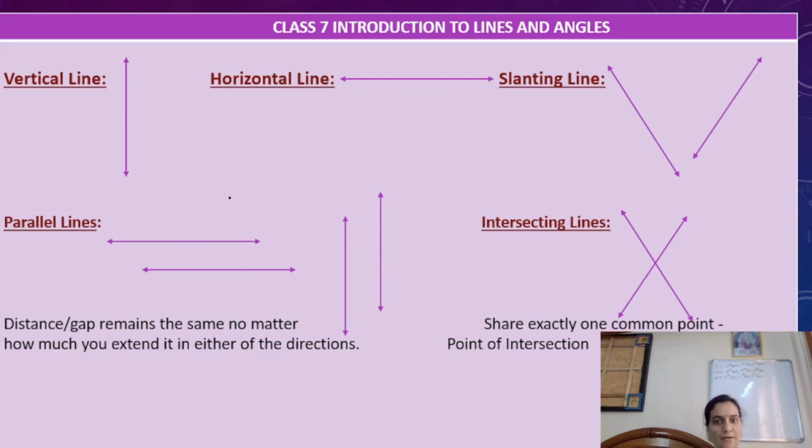You can also have a pair of lines going in any direction. They are never going to meet. The distance between them is going to remain just the same. Intersecting lines share exactly one common point, that is called the point of intersection, O.